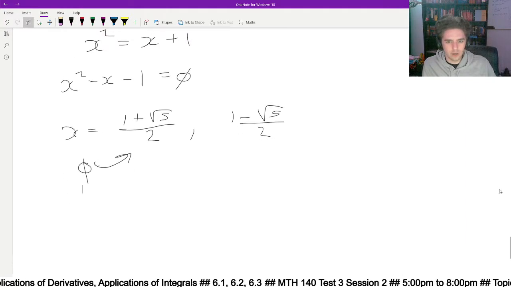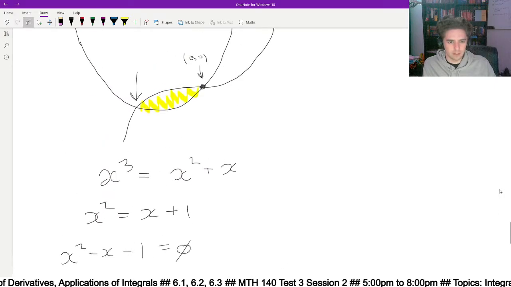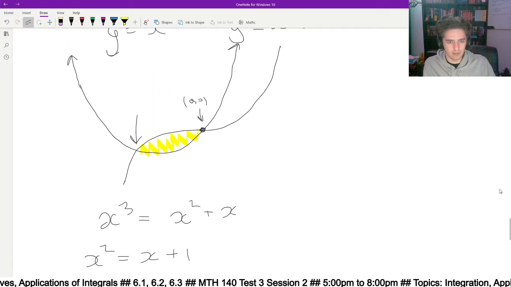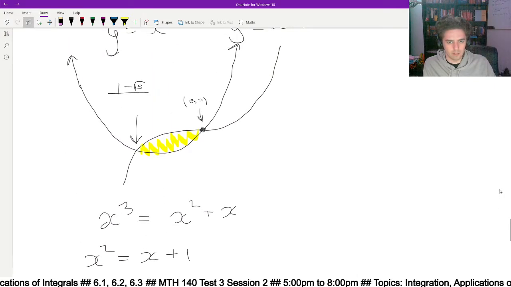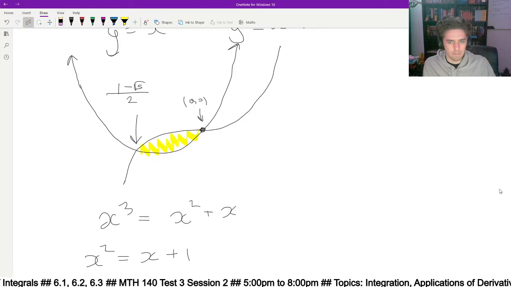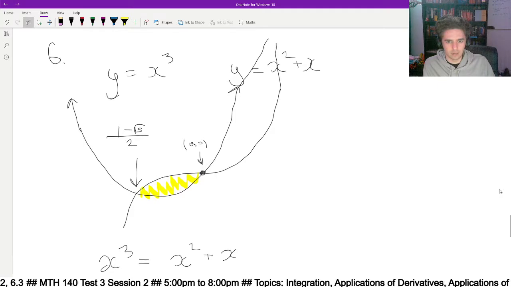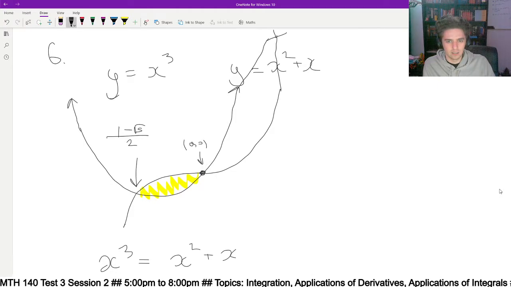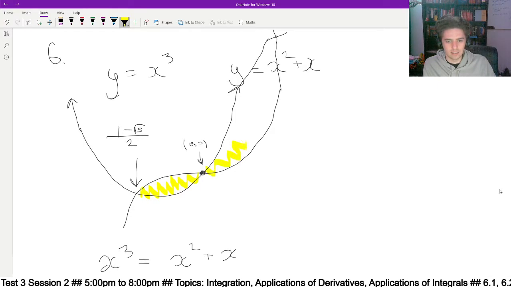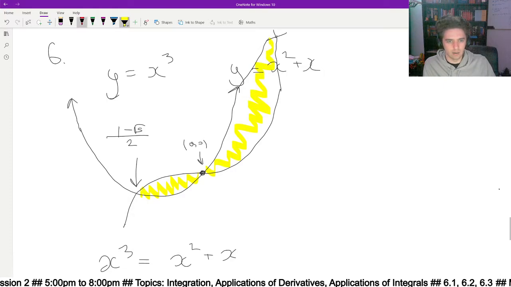But the one thing to notice out of this is we'll just take the decimal form of it, right? So this is going to be our negative root, 1 minus root 5 over 2. But they actually intersect again, way up here. I'm going to draw it poorly, but they intersect again. So we're actually finding all the yellow area that you see here.